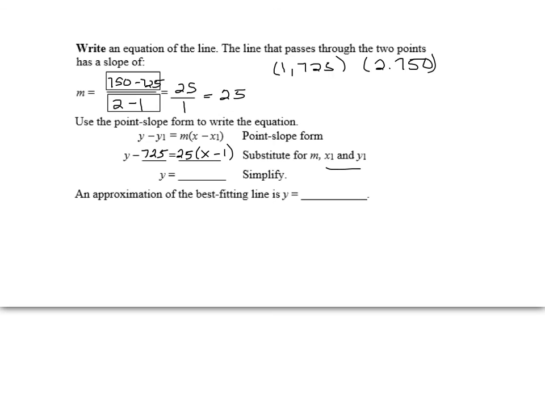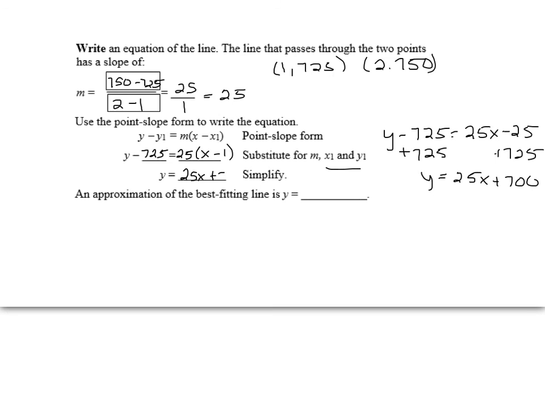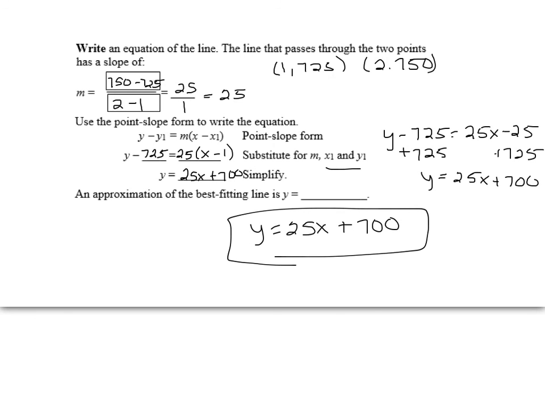And then we're going to simplify. So I'm going to do that over here. y minus 725 equals 25x minus 25. So I'm going to add 725 to both sides. And I get y equals 25x plus 700. Okay, and we have an approximation of the line. The best fitting line is y equals 25x plus 700.